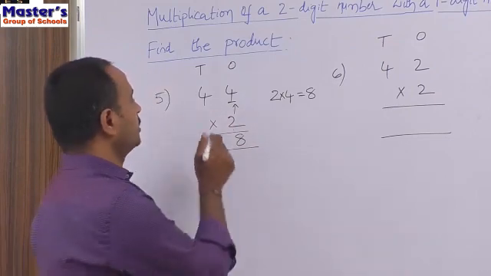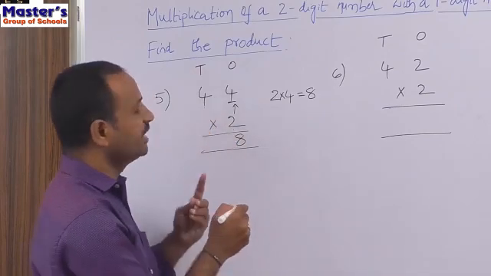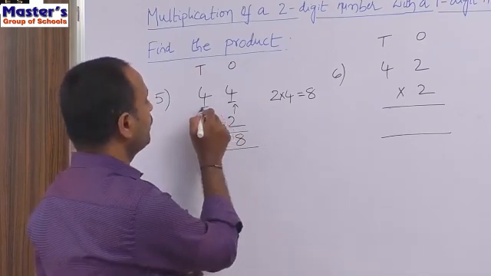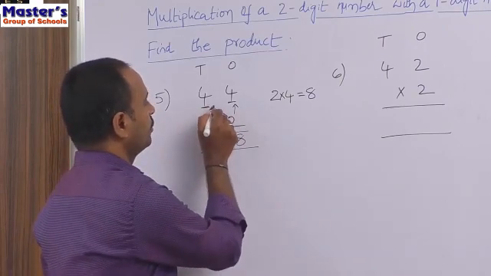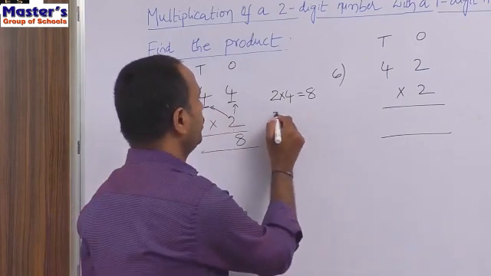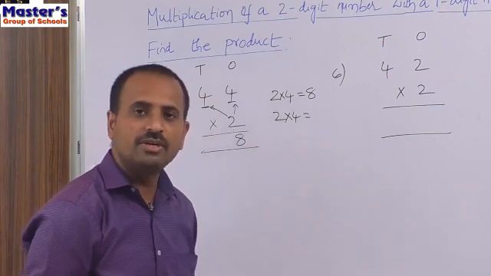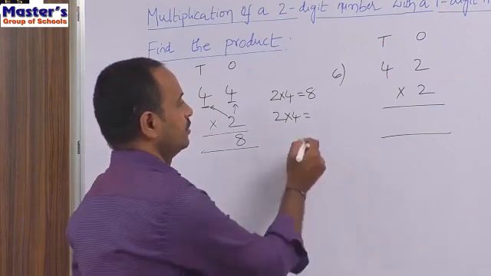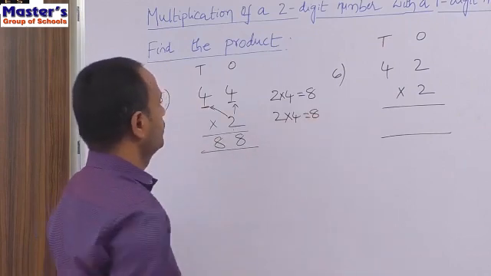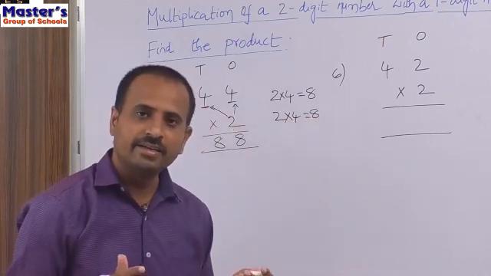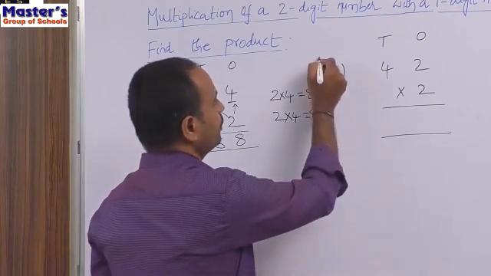So multiply the digit present in the tens place with 2. Which digit is present in tens place? Here 4 is present in tens place. So multiply 4 with 2. That is 2 into 4. Again we will get 2 4s. How much, children? 2 4s are 8, and write this 8 under tens place. So the answer is 88.